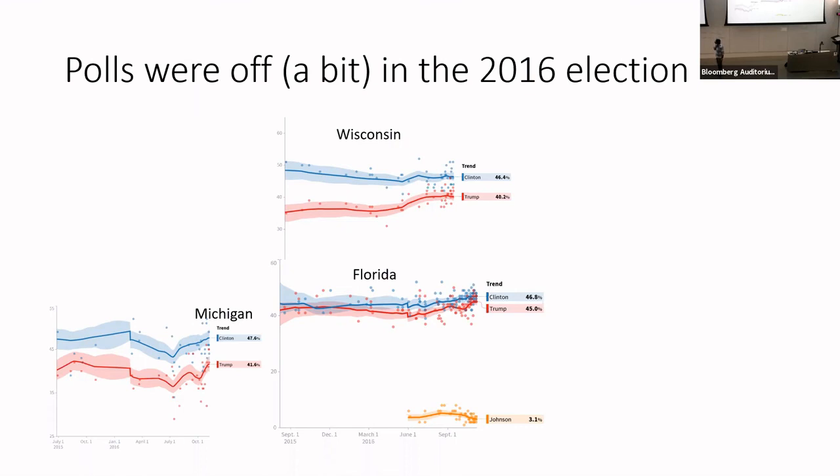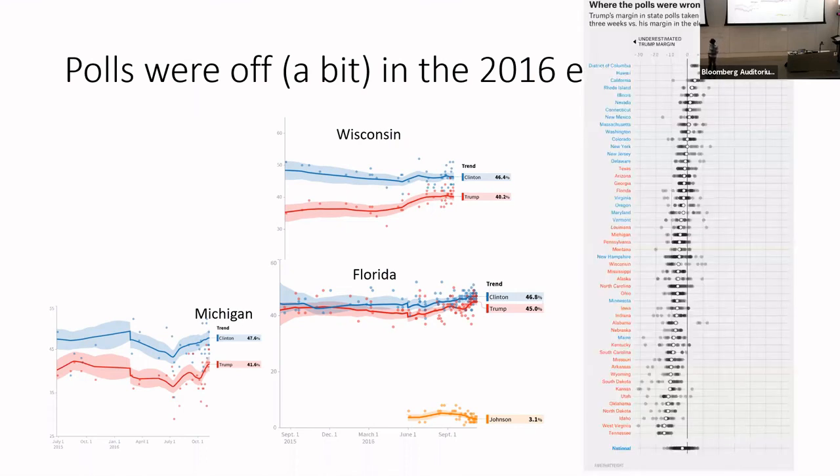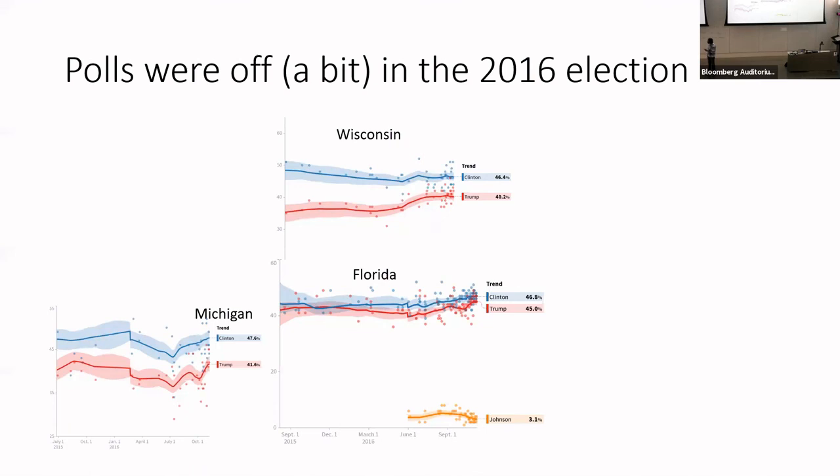And in all these states, through the very end, it seemed that Secretary Clinton had a quite robust lead. And of course, Donald Trump ended up winning all 3 of these states by less than a percentage point, right? So the polls were off in all 3 of these states.